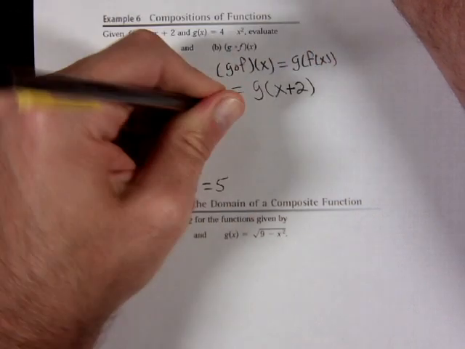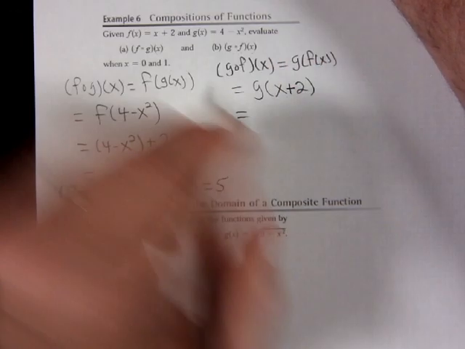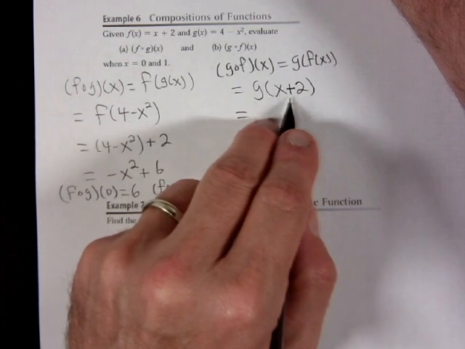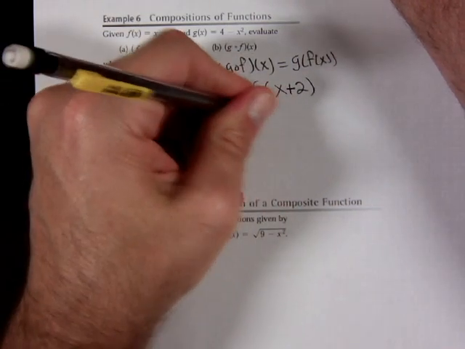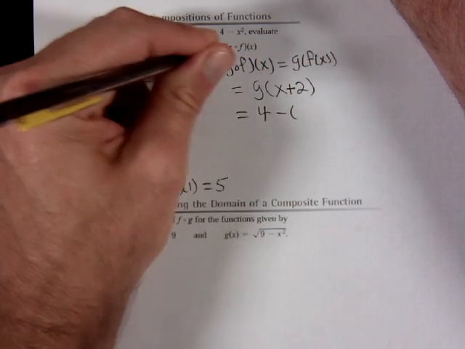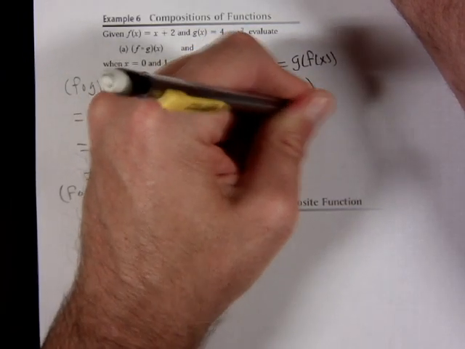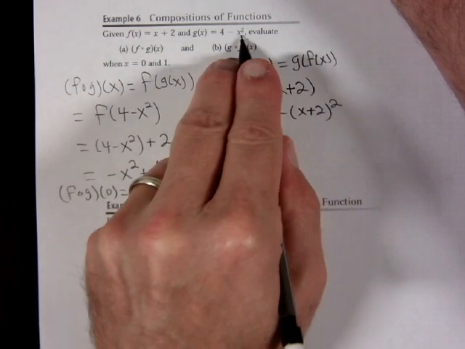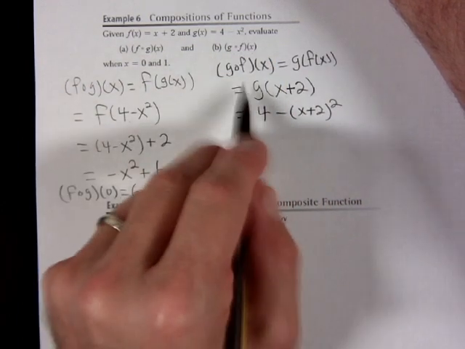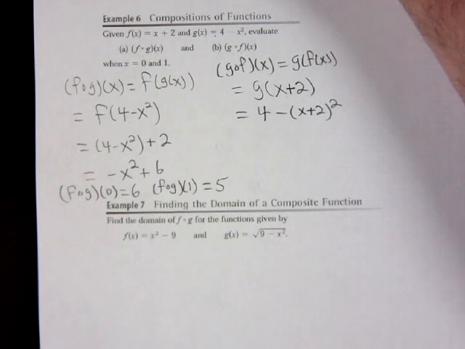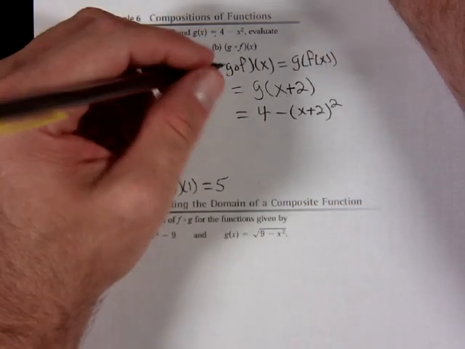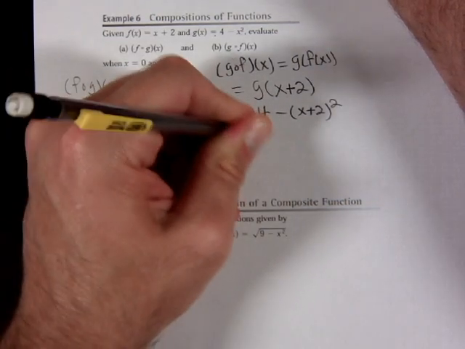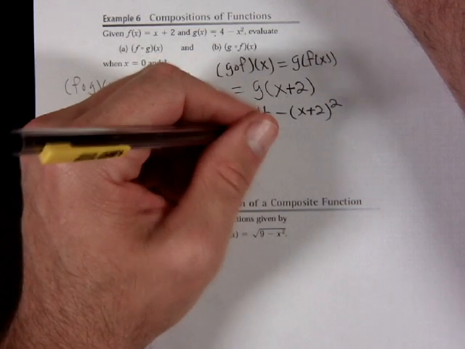So now I need to take that and plug it into g. And so when I take x plus 2 and plug it into g, I'm going to get 4 minus (x plus 2) squared. So I'm taking this and shoving it into the x of the g function. Okay, so again, to get the full composition, I now want to simplify this down. So that would be 4, and that's going to be minus.